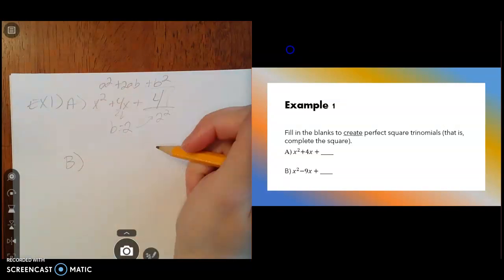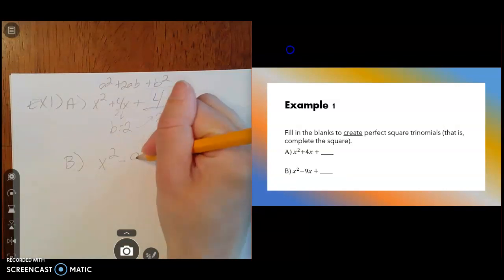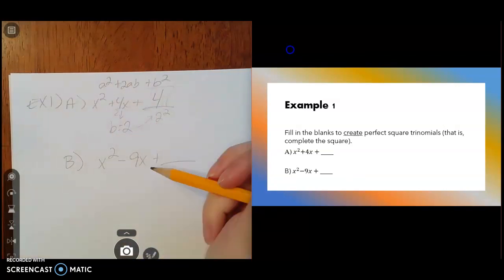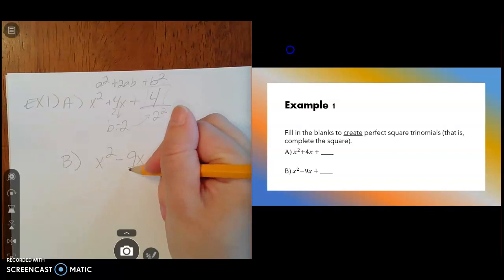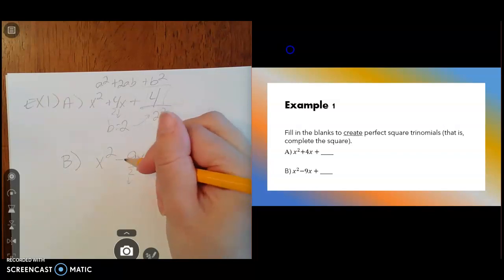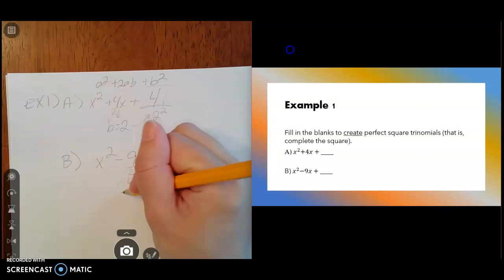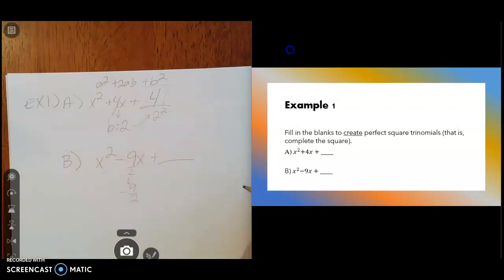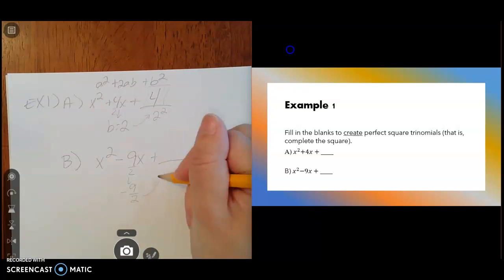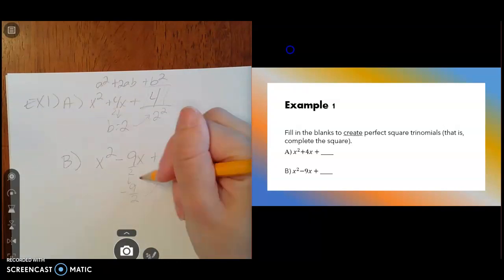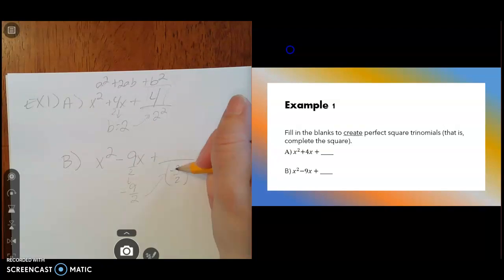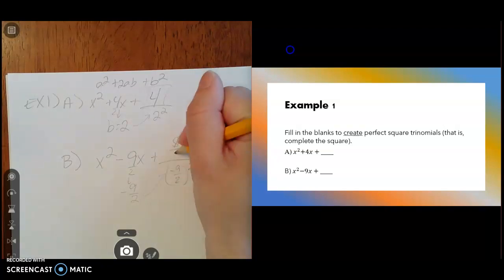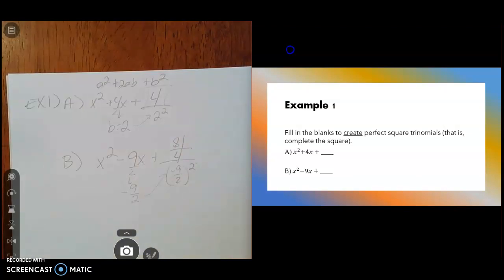Okay, let's do another one. In part B, we've got x squared minus 9x plus blank. Again, the x comes from the x squared, so to get my b value, I divide by 2. It is negative because of the minus, so we've got negative 9/2, which is not pretty, it's just a fraction. Then, to get the perfect square value, I square that b value. Negative 9 squared is 81, and 2 squared is 4. So 81 over 4 would complete the square for this one.